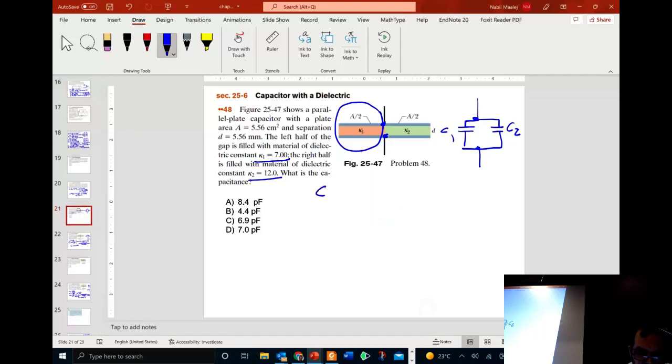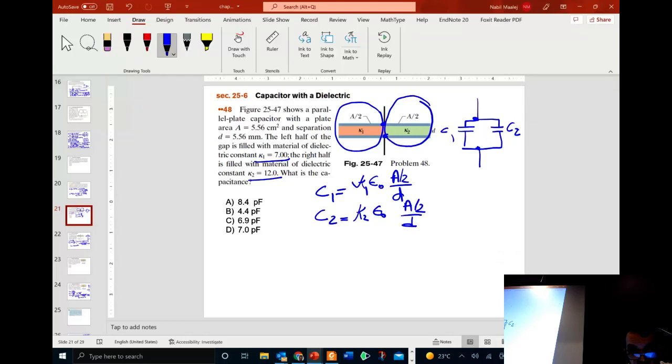Okay, so let me determine C1. C1 is kappa 1 epsilon 0. The area now is A over 2. The area of this here is A over 2, epsilon 0 A, divided by the distance D. Okay, capacitor C2 is kappa 2 epsilon 0. The area of this capacitor is also A over 2, and the distance is D.